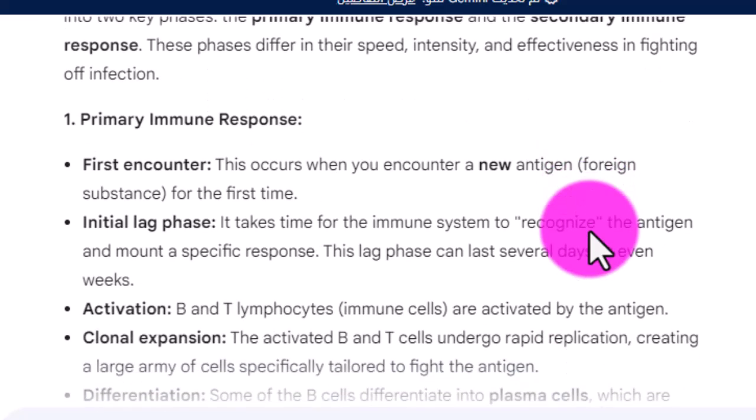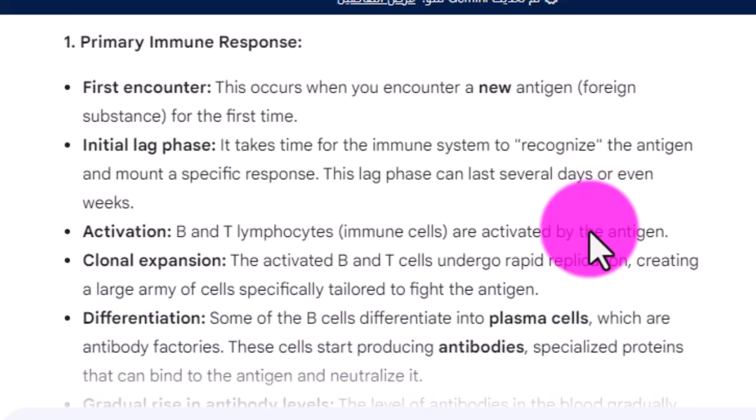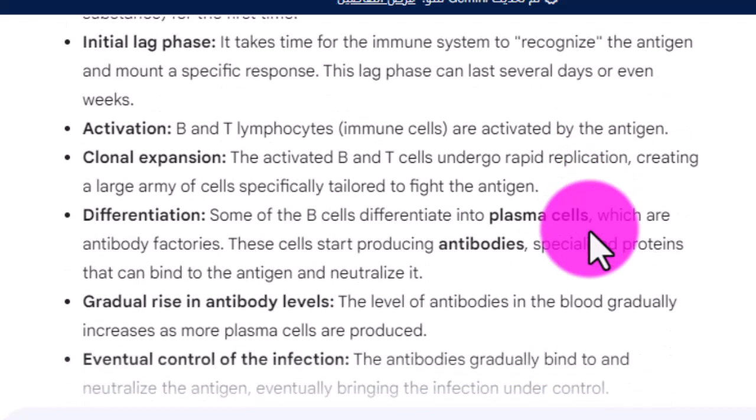In the primary immune response, this occurs when you encounter a new antigen, a foreign substance, for the first time. Initial lag phase: it takes time for the immune system to recognize the antigen and mount a specific response. This lag phase can last several days or even weeks. Activation: B and T lymphocyte immune cells are activated by the antigen. Clonal expansion: the activated B cells and T cells undergo rapid replication, creating a large army of cells specifically tailored to fight the antigen.